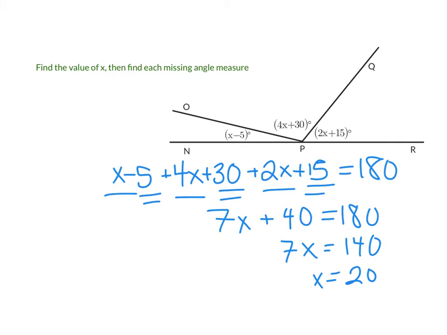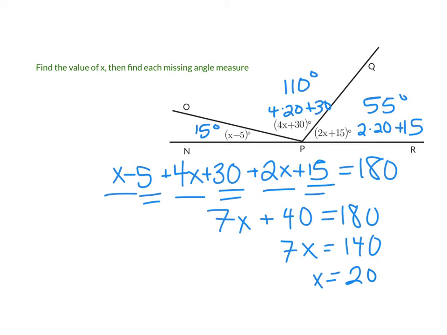So 20 is not going to get an angle measure on the answer because none of them are just x degrees like it was in the last problem. In this case, 20 minus 5 would be 15 degrees in here. 4 times 20 plus 30, well that's 80 plus 30, so that's 110 degrees there. And this one is 2 times 20 plus 15. So that's 40 plus 15, which is 55 degrees. So 15 degrees, 110 degrees, and 55 degrees.